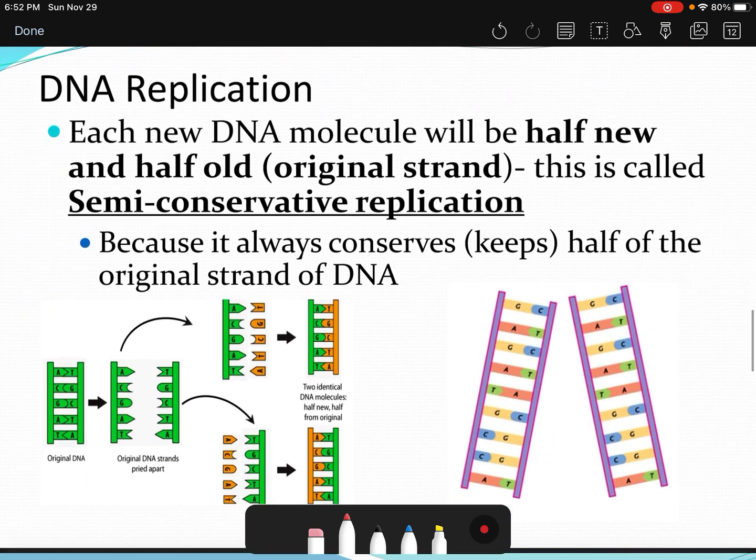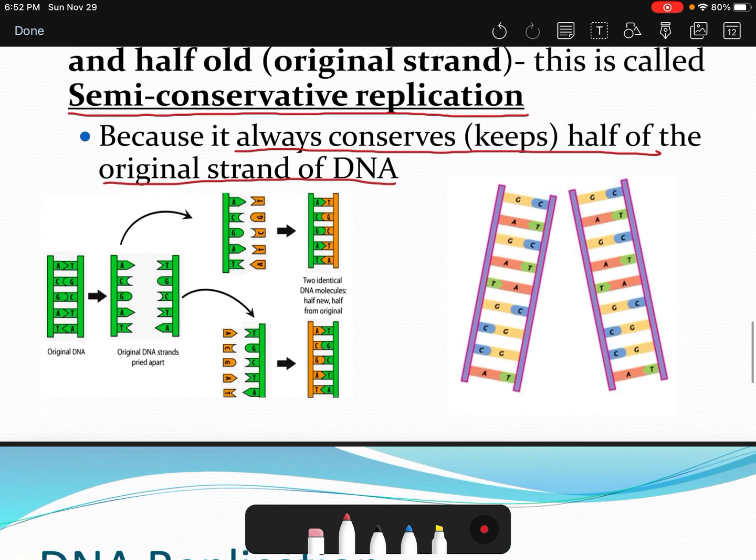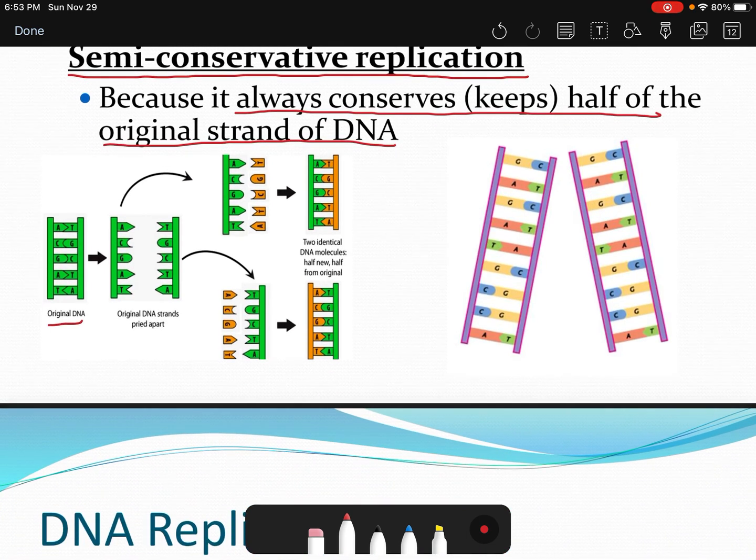Each new DNA molecule will be half new, that's been newly copied, and half of the old or original strand. This is called semi-conservative replication. You need to know that term. Semi means partially, so it's partially conserving a part. That's because it always conserves or keeps half of the original strand of DNA. So here, if we had this DNA strand here, it's separating. What separates it again? Helicase. Separates them by breaking the bonds.